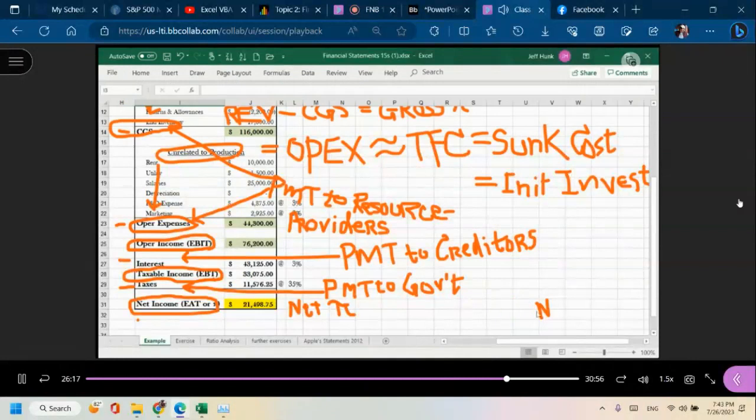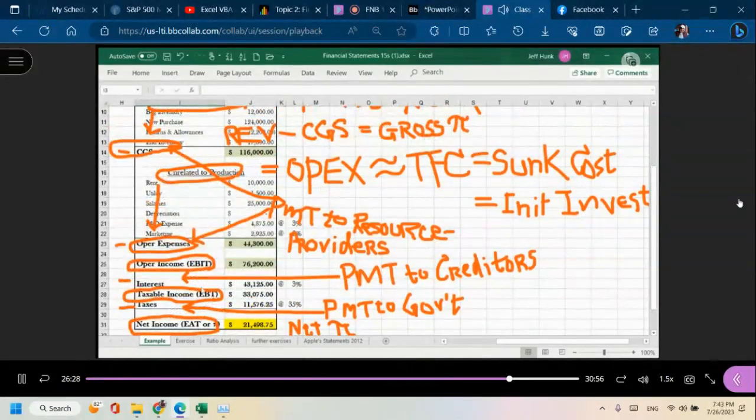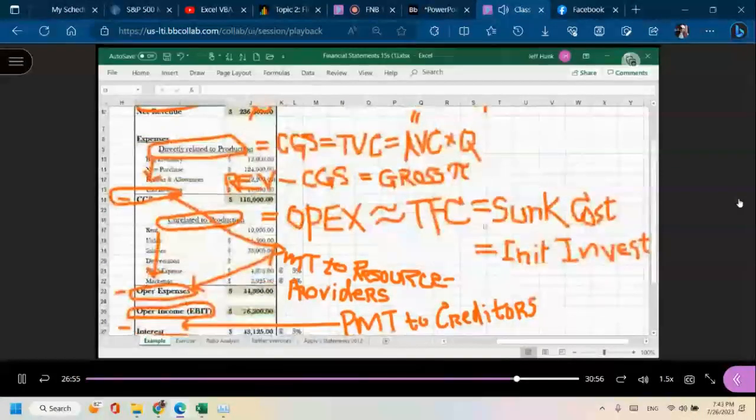Now, another interesting thing. We have identified what interest rate is, and what it means, and what taxes mean, right? They are basically payments to the parties that are providing something. Interest is paid out to the creditors who provided debt capital. Then think about it. CGS and operating expenses, OPEX, are payments to the resource providers. Isn't that right?